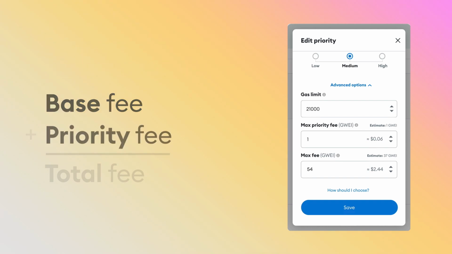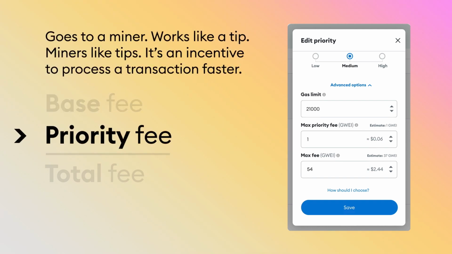The priority fee is not burned. Rather, it goes to a miner as an incentive to process your transaction sooner. Kind of like if you imagine a restaurant where you can prepay a larger tip to incentivize better service. The higher the priority fee, the faster your transaction goes through, because miners love those tips.